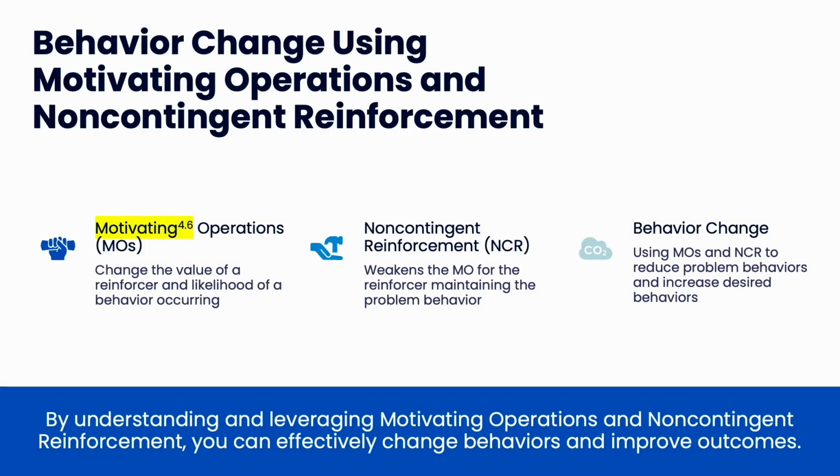Behavior change: you're using MOs and non-contingent reinforcement here. You change the value of a reinforcer and the likelihood of the behavior occurring through an MO. We're going to use the non-contingent reinforcement to weaken the reinforcer maintaining the problem behavior. And we're going to use MOs and NCRs to reduce problem behavior and increase desired behavior.